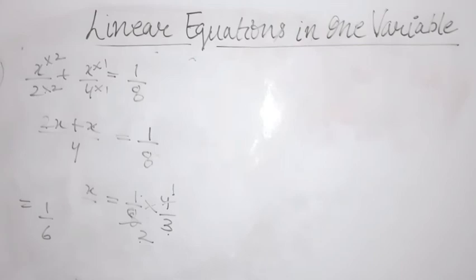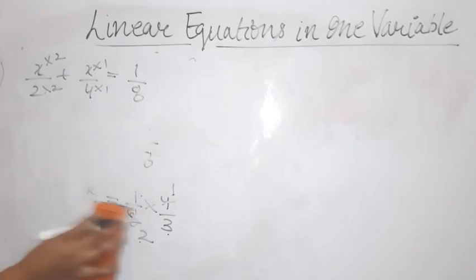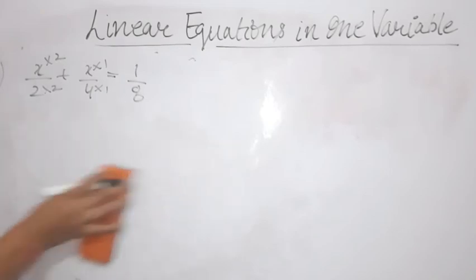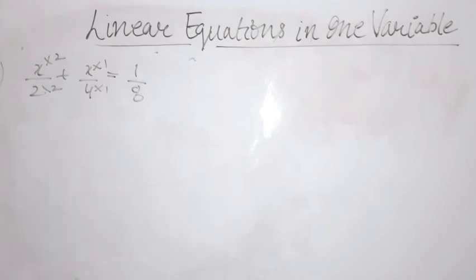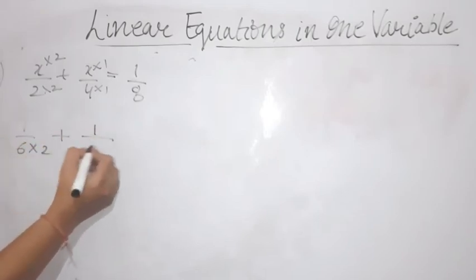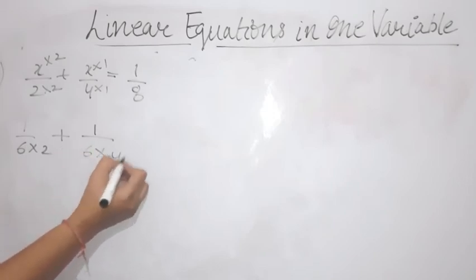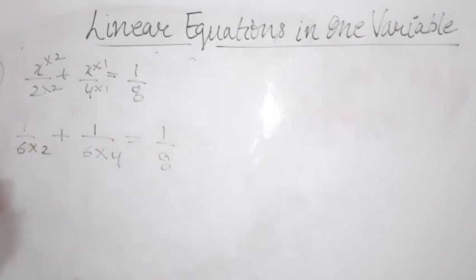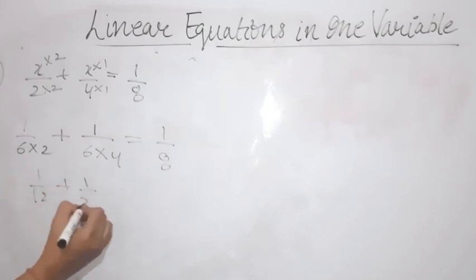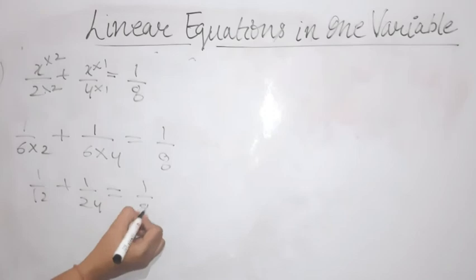Now to verify whether we have done it correctly or not, how will we proceed, students? We have to place the value of x in the equation. So in place of x we have to take what? 1 upon 6. So 1 upon 6 into 2 plus 1 upon 6 into 4 is equal to 1 upon 8. Now 1 upon 12 plus 1 upon 24 is equal to 1 upon 8.